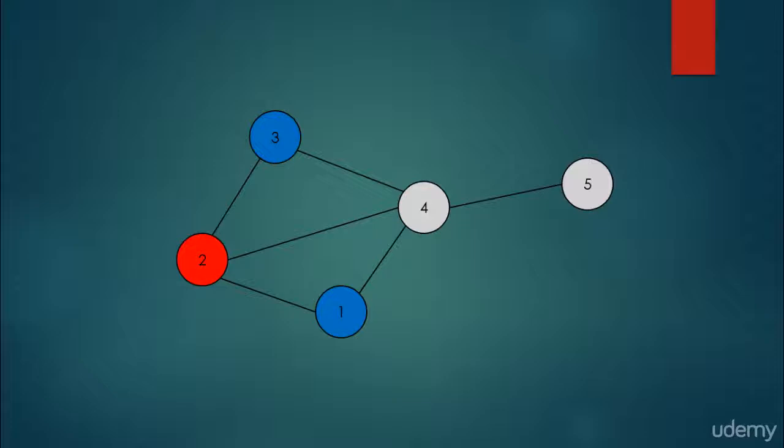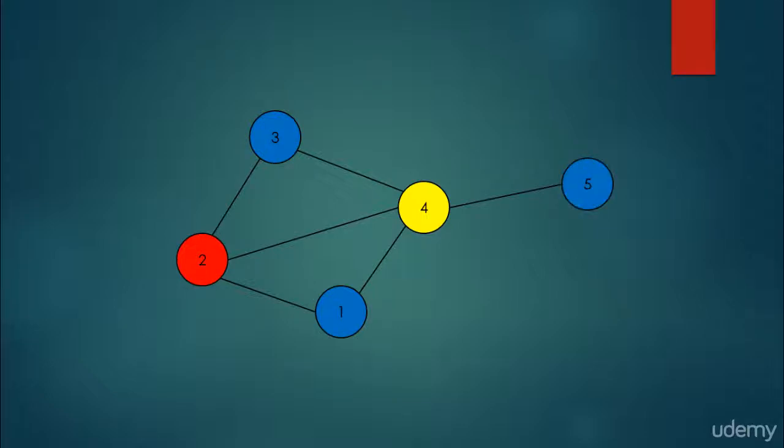As far as node 4 is concerned, we cannot use blue, because the neighbors of node 4, for example node 1 or node 3, have color blue. So we cannot use this color. We cannot use red either, because it is a neighbor of this node 4. So we have to use a different color, for example yellow in this situation.